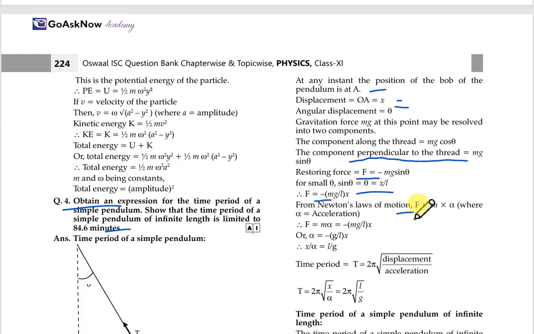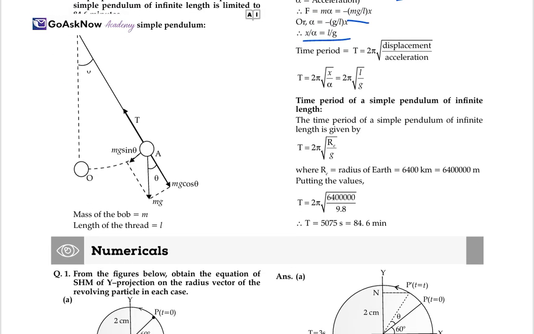We'll apply Newton's law of motion here: F is equal to ma, so F is equal to m alpha. We substitute the value minus mgx upon L, so we get x upon alpha equal to L upon g. The time period T is equal to 2 pi times the square root of displacement upon acceleration. Substituting the value, we get 2 pi square root of L upon g.